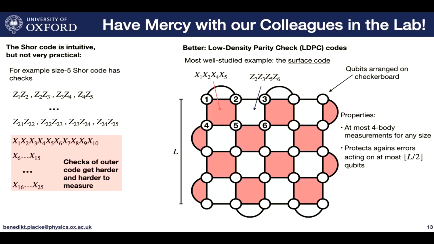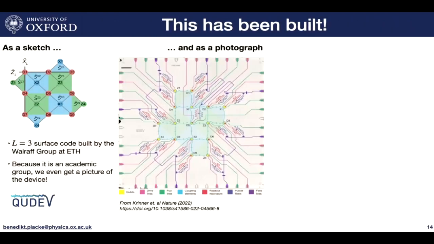Hopefully you see that in this setup you will at most measure 4-body operators, so that's much better for our experimental colleagues. And for an arbitrary size, it will protect against any error acting on at most floor of L over 2 qubits. This is the floor function, these angular brackets. So if you build this of size 5, you can, for example, correct 2 errors. So this looks much more tractable. Indeed, this has been built.